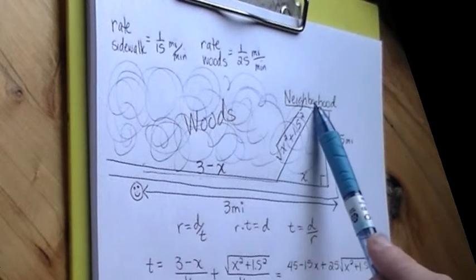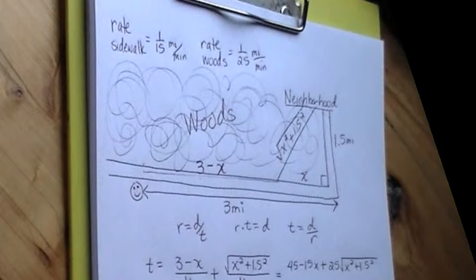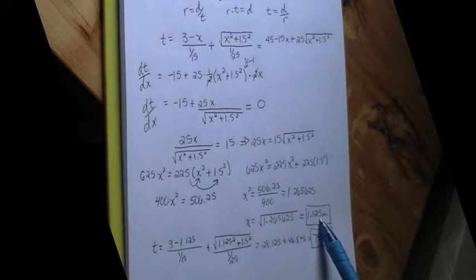So what we found was if I started off down the sidewalk, but 1.125 miles from the end, I cut off and went directly through the woods, that looks like it'll be the shortest time. Let's actually find how much time that would take.